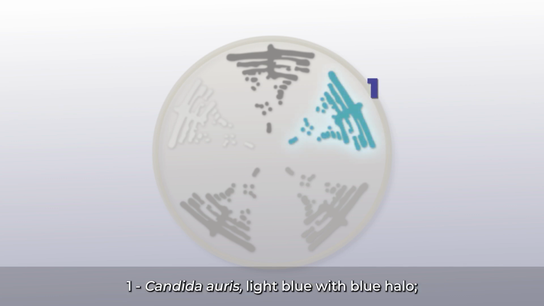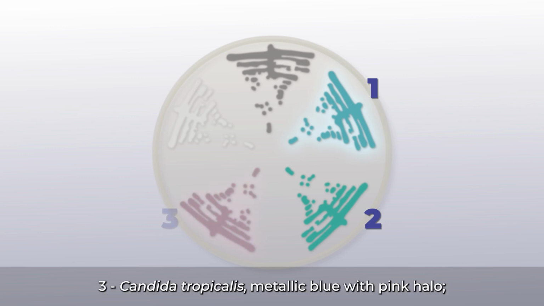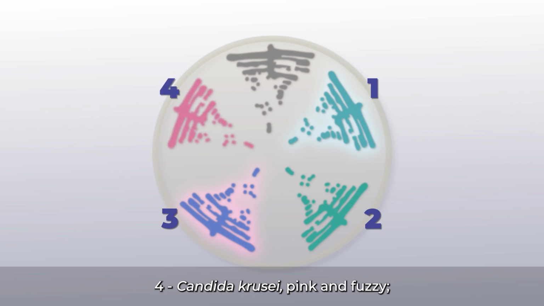1. Candida auris, light blue with blue halo. 2. Candida albicans, green-blue. 3. Candida tropicalis, metallic blue with pink halo. 4. Candida krusei, pink and fuzzy. And 5. Candida glabrata, mauve.